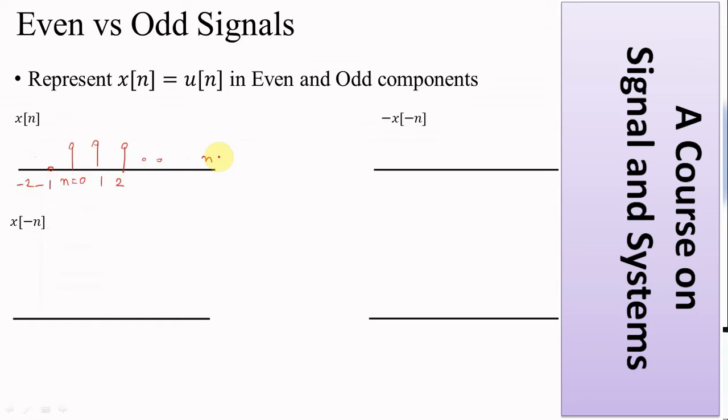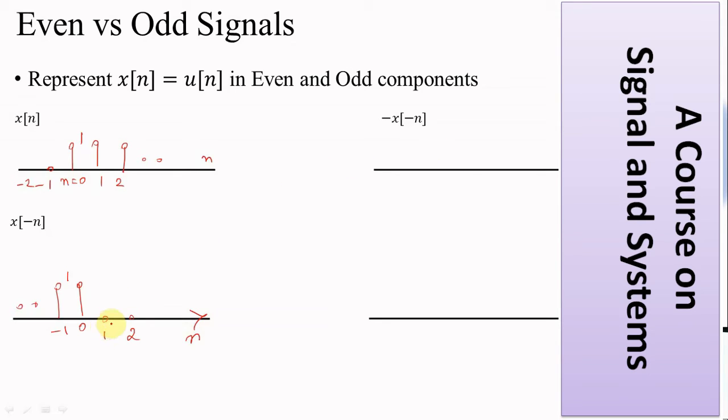In order to formulate the even and odd components, I require minus of x of minus n and x of minus n. So x of minus n is very easy. This is my x of n. So x of minus n is just taking a mirror image about the y-axis. So it will be 1 at n is equal to 0. It will now be 1 at n is equal to minus 1. These amplitudes are basically 1, right? And it continues to be so in the minus infinity direction. And it will become 0 at 1. It will become 0 at 2. So this is my n-axis.